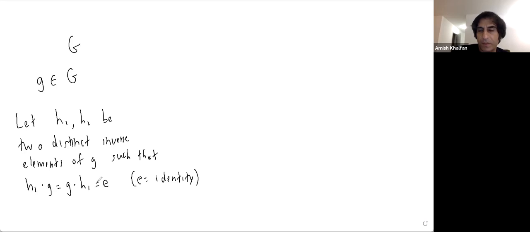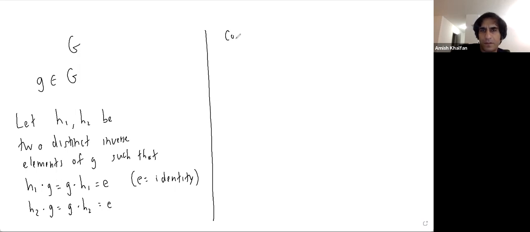And this is an axiom of a group, right? So if we have a group element, lowercase g, and we combine it with its inverse, in this case h1, we'll get the identity e. And it doesn't matter the way in which we combine h1 with g, or g multiplying from the left on h1. The order is not important here. But since h2 is an inverse element of g, then we can also write that h2 dot g is equal to g dot h2, which is also equal to e.